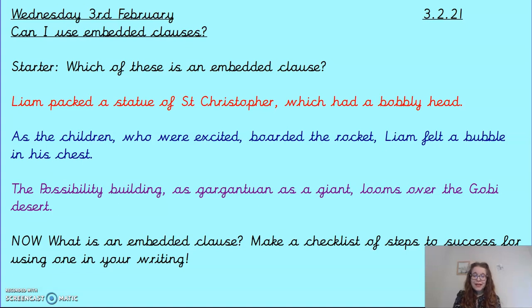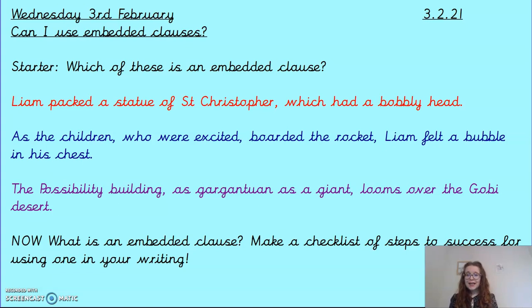Right, I have 3 sentences here. Which of these is an embedded clause? So pause me if you need to, have a read of these sentences and decide which of those is an embedded clause. And if the others aren't, what are they instead? Do they have any other skills that they're using? Am I trying to trick you with my choices of sentences? Let me read them for you.